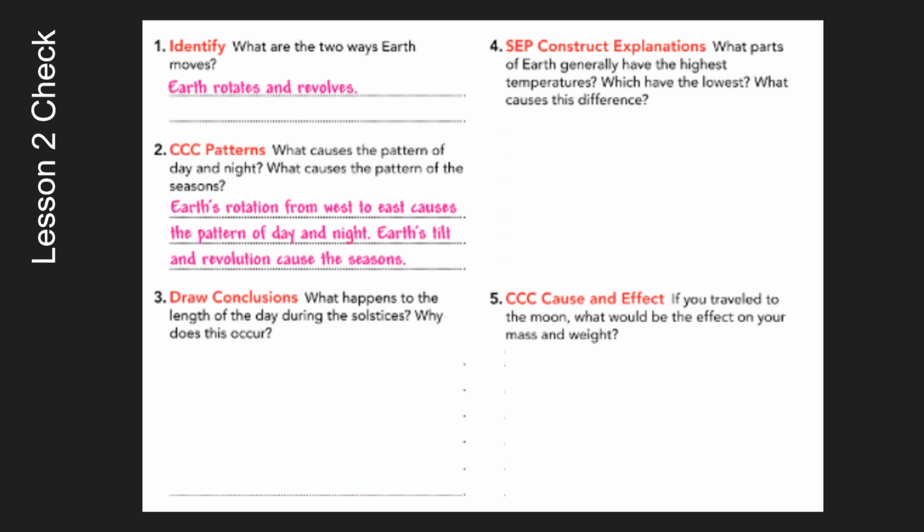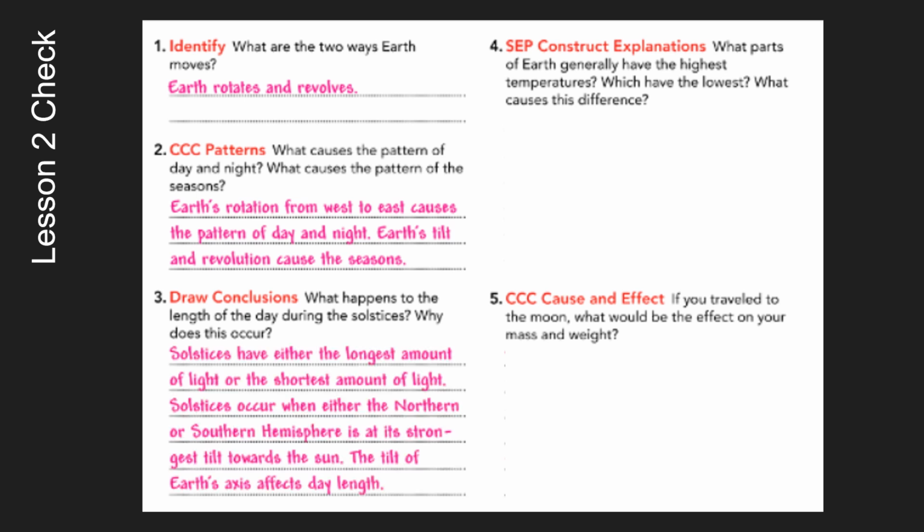3. What happens to the length of the day during the solstices? Why does this occur? Solstices have either the longest amount of light or the shortest amount of light. Solstices occur when either the northern or southern hemisphere is at its strongest tilt toward the sun. The tilt of Earth's axis affects day length.